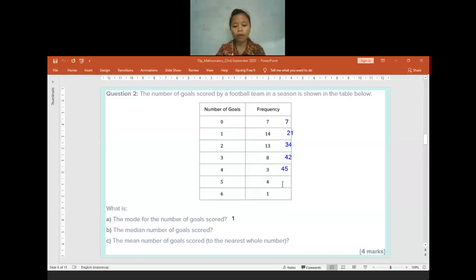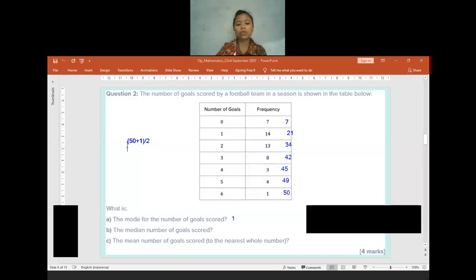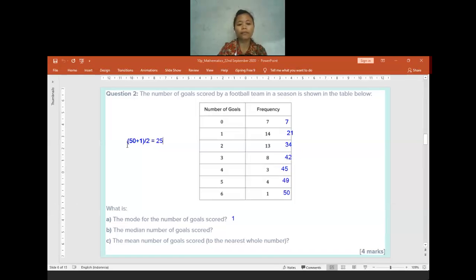45. After 45, it will be 49. So the last one, it will be 50. So it means in total, it will be 50 data. So use the formula 50 plus 1 divided by 2. The answer will be equals to 25.5. So it means we need to find the 25th data and also the 26th data.